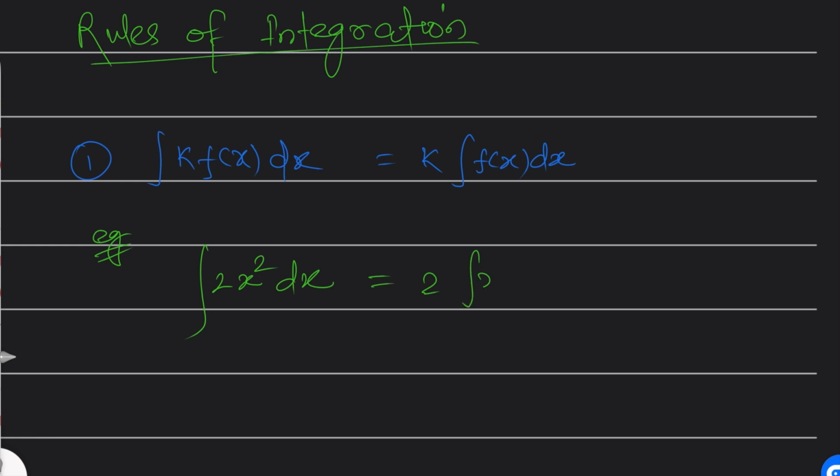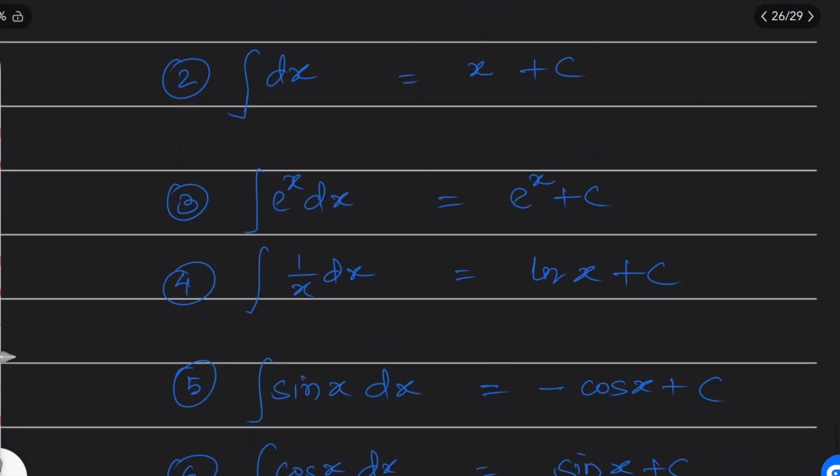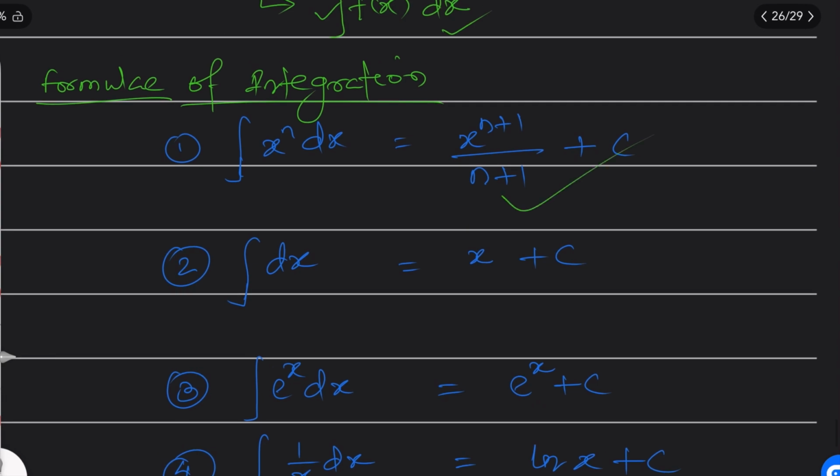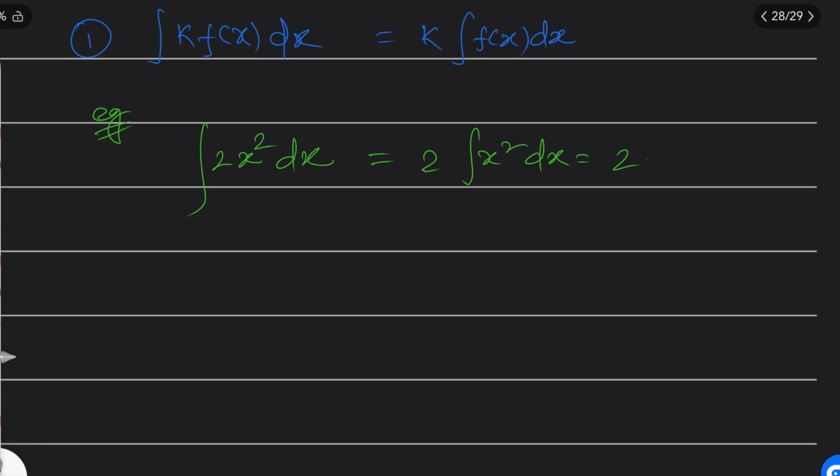Next, the integration of x square dx. 2 is already out, and you know the integration of x square, using x to the power n. See this formula: x to the power n plus 1 by n plus 1. Here x to the power n plus 1 means 2 plus 1 is 3, divided by 3. So finally the answer is 2 by 3 x power 3 plus c.